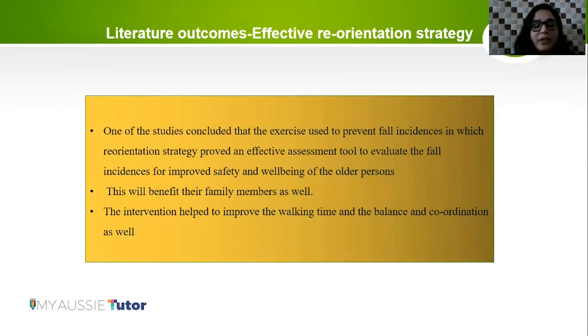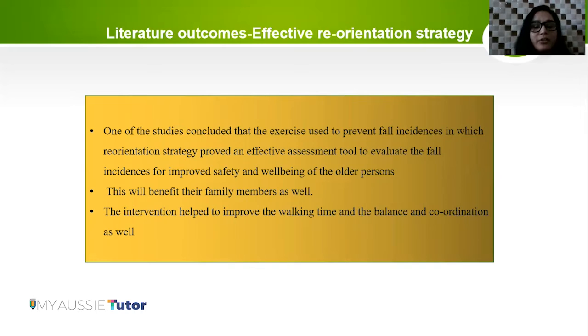So after identifying all the literature data and summing up the data, a few themes will be concluded in terms of outcomes and can be explained in this particular slide. So the first literature outcome will be based on effective reorientation strategy. It means that exercise can increase the muscular strength of the persons as well as it can be proved as an effective reorientation strategy to minimize the risk of falls.